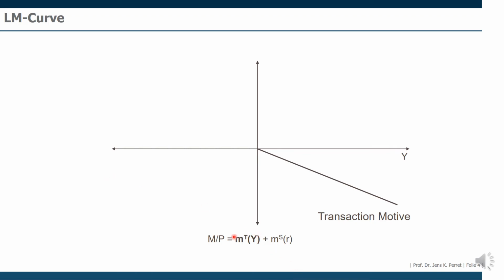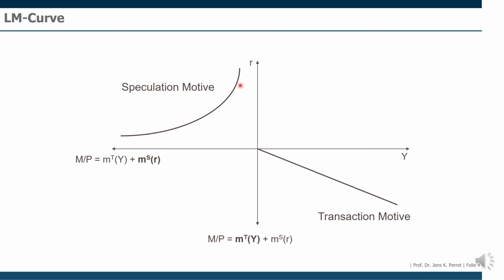So we have here transaction motive depending on income, on GDP. We said it's a positive relation, so it looks like this. And we're going to put into the opposing quadrant the speculation motive. Here we said it's a negative relation between interest rate and how much money is demanded.